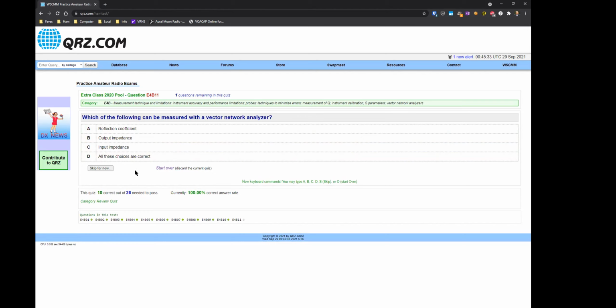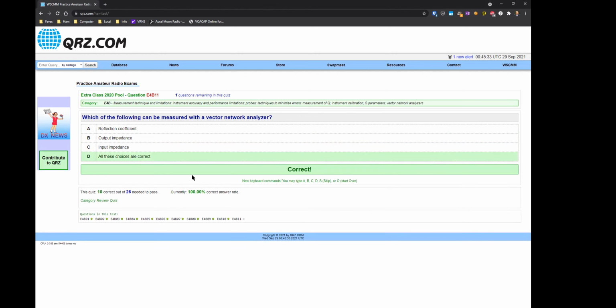Which of the following can be measured with a vector network analyzer? That's all the above. Yeah, that's all the above.